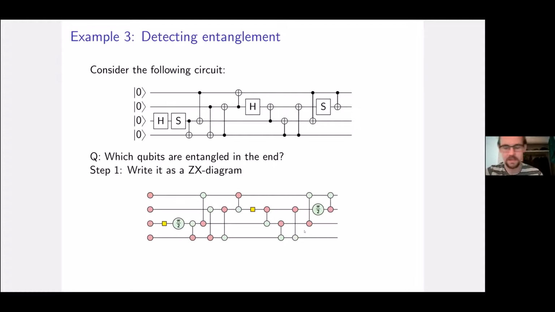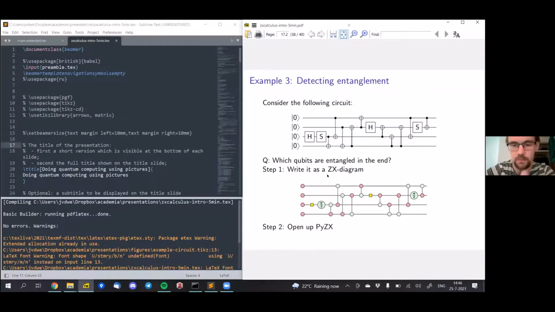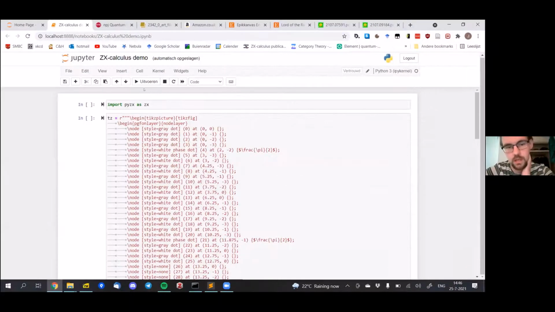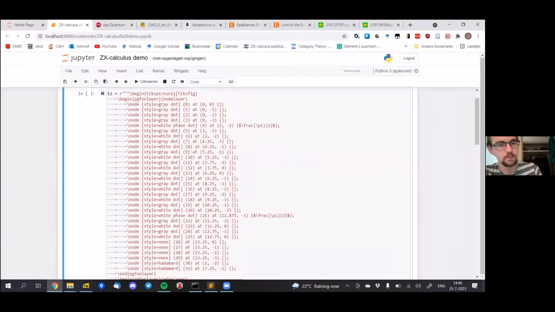And this is a bit of a bigger ZX diagram. So let me use some software to actually simplify it. So I'm going to open up this software library called PyZX, which is a library I wrote together with Alex Kissinger. It's an open source Python library, which allows you to do large-scale diagrammatic rewriting of ZX diagrams. So this is a Jupyter notebook, which is sort of a graphical interface for Python. I'm going to first import PyZX.